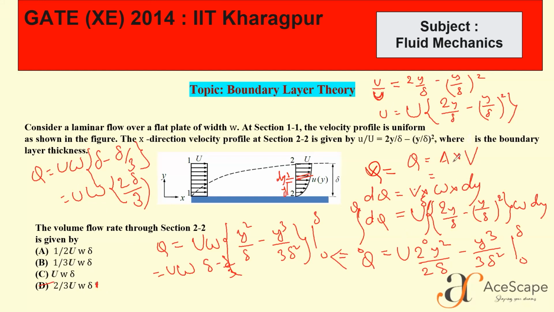And for the differential volume flow rate, we have multiplied the velocity at a particular y into the differential area dA, which is equal to W into dy. So one thing we can consider here is that the velocity profile given is nothing but a parabolic profile, right? There are 3 basic laminar velocity profiles. One is linear, then the next one is parabolic, and we know there is one more, which is known as the cubic velocity profile.